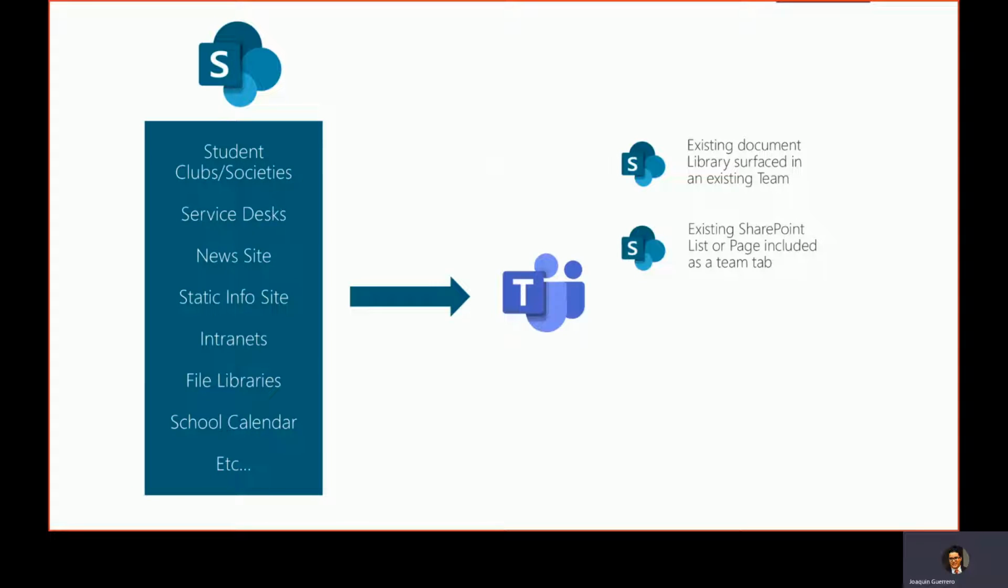You could also bring an existing SharePoint list or page, included as a team tab. So here you have two options. You have the option in case the site was developed on top of the SharePoint site that is automatically created inside the team. In that case, you could just add the SharePoint site tab and select the list or the pages that you want to include. That's another option.